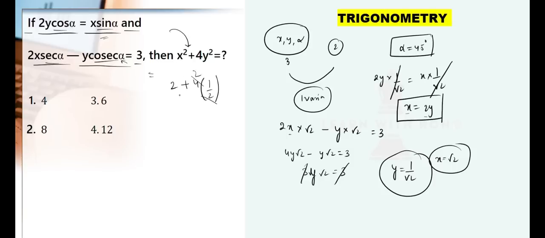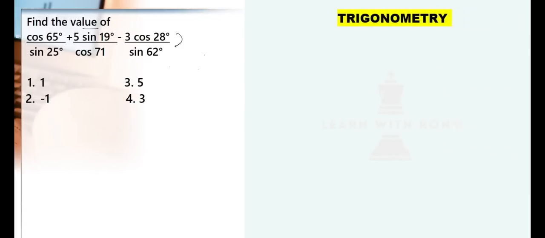So 2 gets cancelled. So 2 plus 2, 4 is our answer, option number 1. Next question. See this question here, find the value of this expression. So before finding, let me give a small concept.